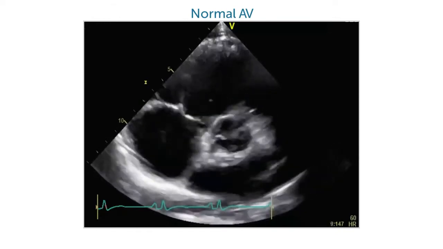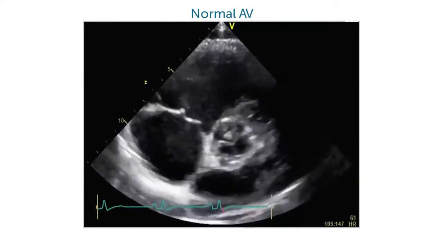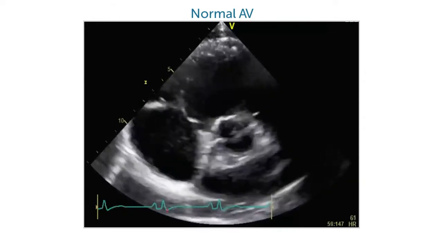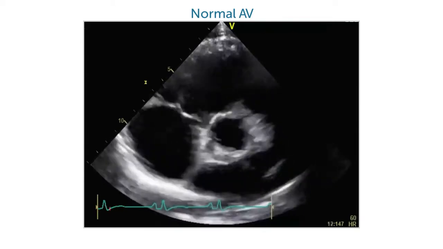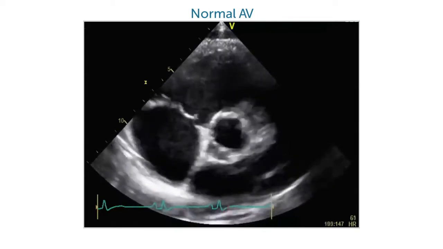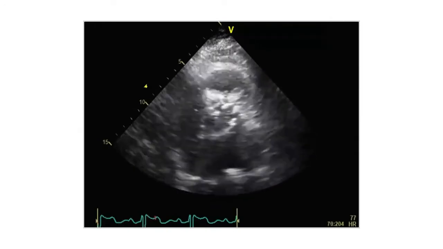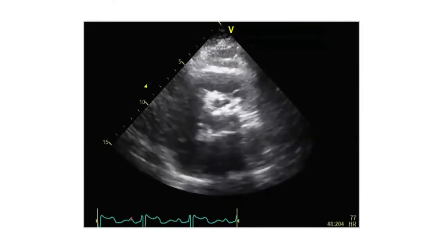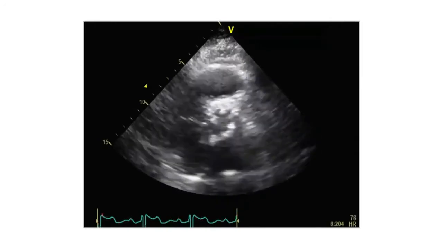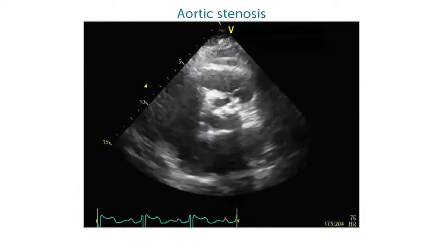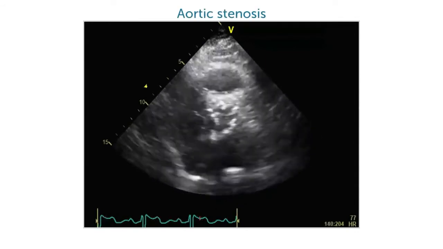You can hardly see the cusps. Why? Because it's a young individual. And in young individuals, the aortic valve can be very, very tender so that you almost don't even see it with echo. And this is a valve which is heavily calcified.